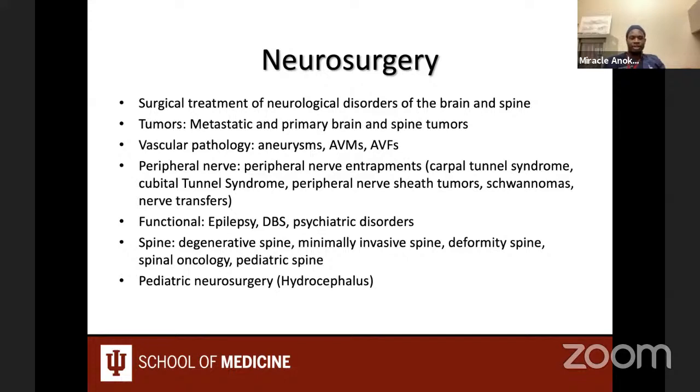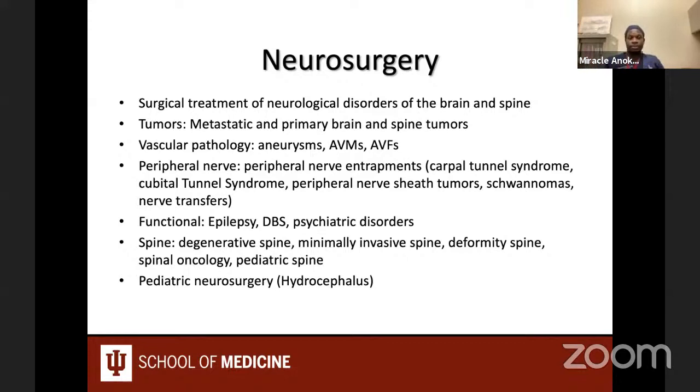So if you've ever heard somebody say, oh, my carpal tunnel hurts, I have carpal tunnel syndrome, that's one of those things that we treat in neurosurgery, and that is called a median neuropathy that occurs at the wrist itself. We treat something called cubital tunnel syndrome, which is a neuropathy of the ulnar nerve that occurs at the elbow, where the ulnar nerve gets entrapped in that area.